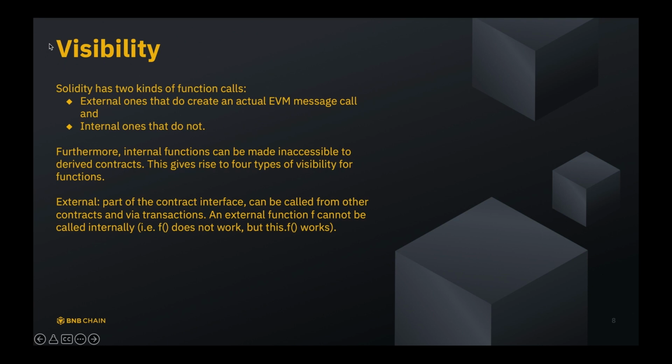First, external, the most outside one. These are part of a contract interface. It can be called from other contracts and via transactions. Note that an external function cannot be called internally. So suppose you have an external function called f inside this contract. Even inside this contract, calling f is not going to work. It will give you a compile error, but this.f will work, and this generates an EVM message call. So it's called from outside of this contract through message calls.